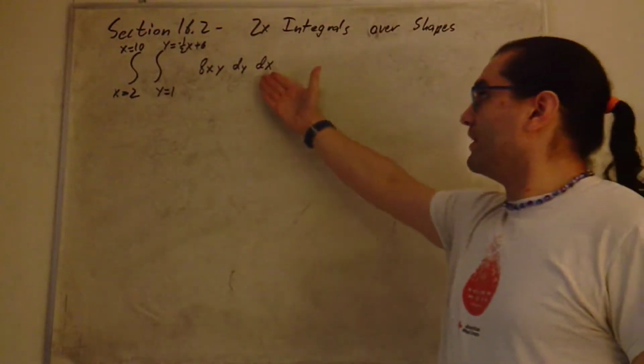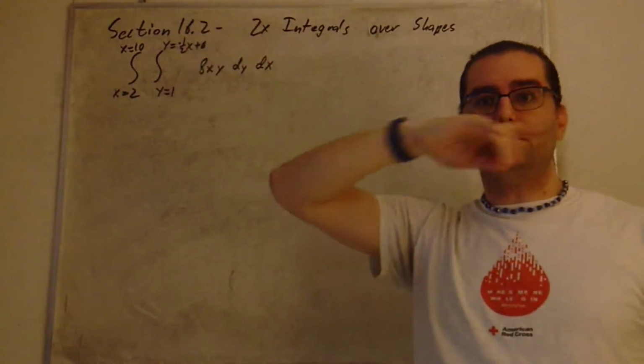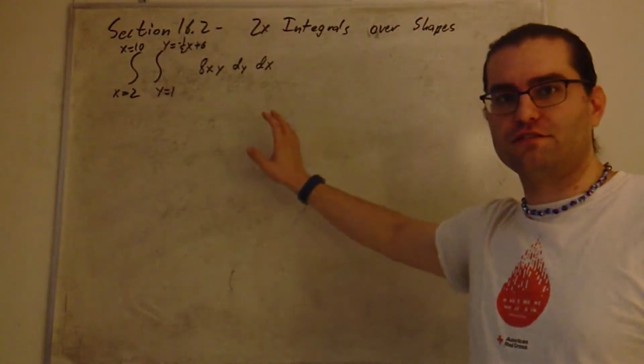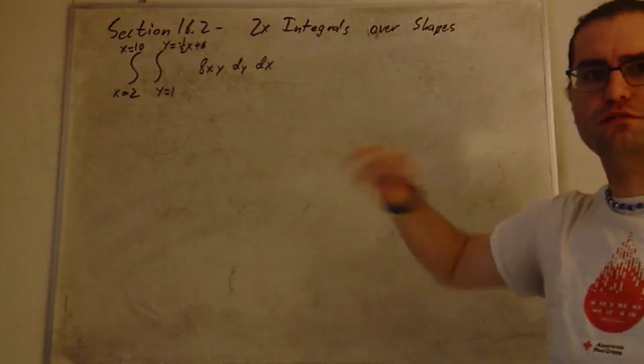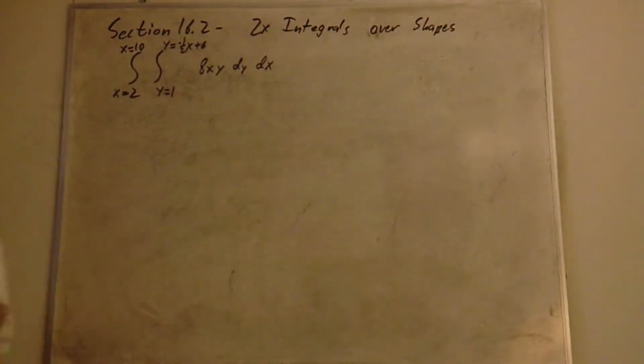We have here a double integral on a non-rectangular region. If you haven't watched video 1 of this, it isn't going to make any sense. So watch that video, then start watching this one, and it will be clear. We're just going to dive directly into evaluating this integral.